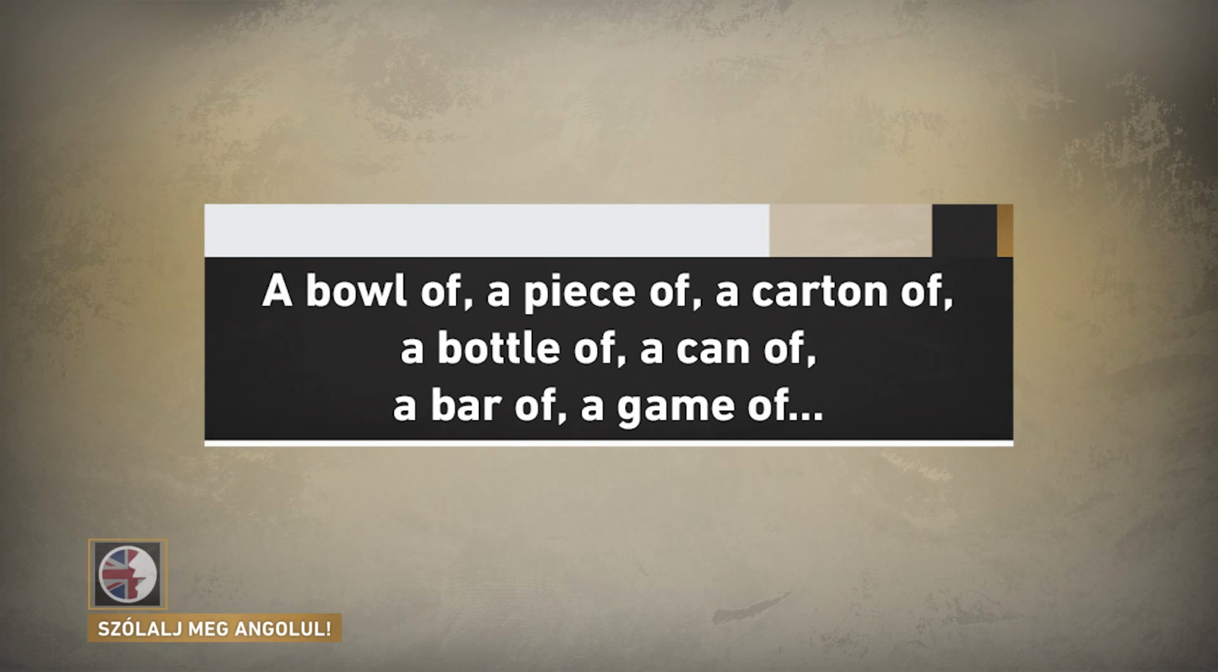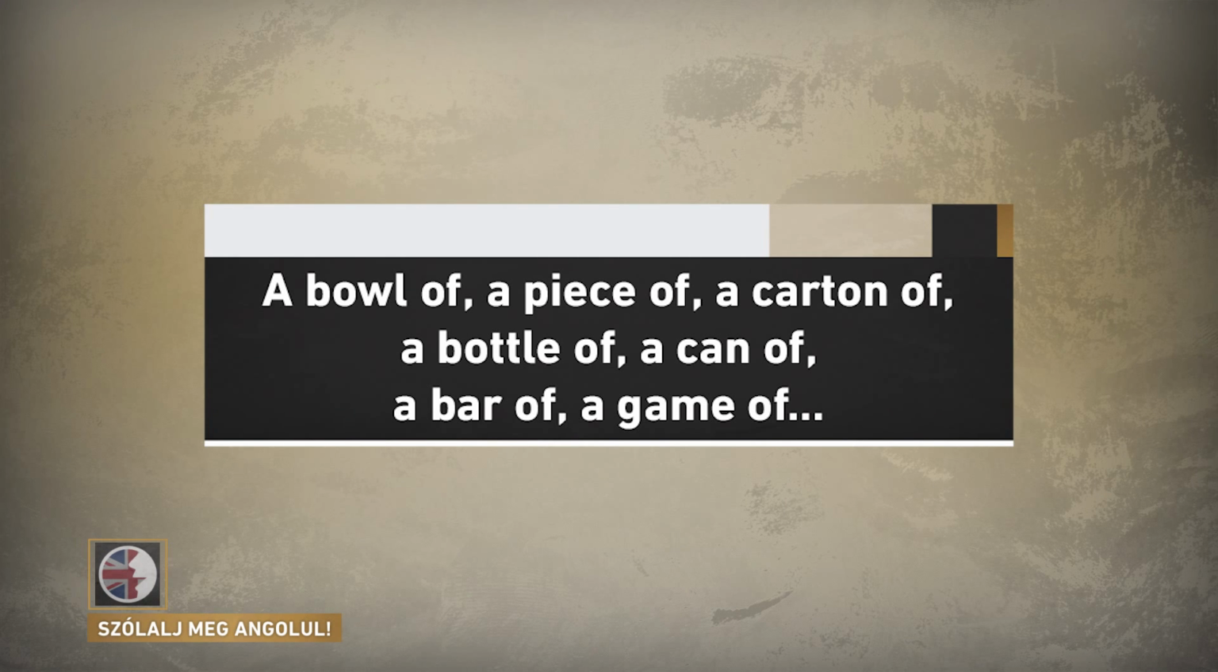Cheese is uncountable, but I can ask for a piece of cheese or a slice of cheese. Water is uncountable, but I can ask for a bottle of water or 2 glasses of water. Coffee is uncountable, but I can ask for 24 cups of coffee. Here are some other things we can say to make uncountable nouns countable. A bowl of, a piece of, a carton of, a bottle of, a can of, a bar of, a game of.